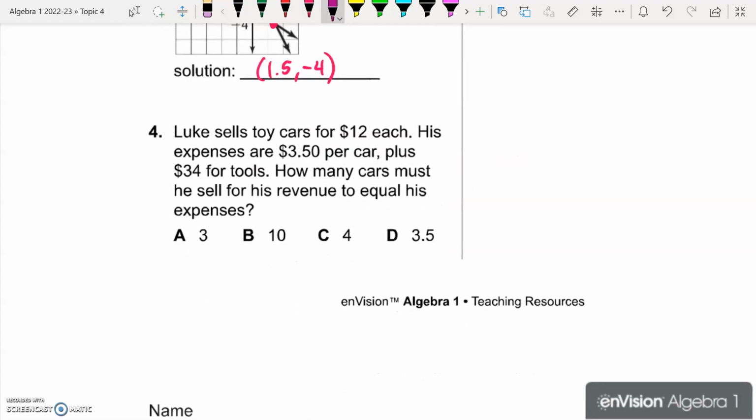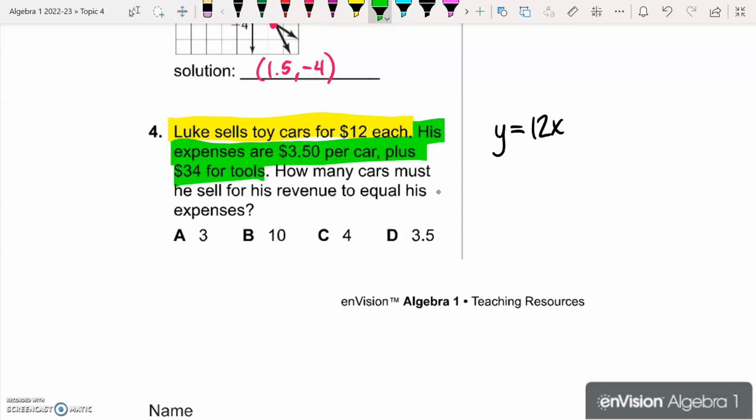Number 4 is a word problem. You're going to have to write 2 equations. It says Luke sells toy cars for $12 each. Anytime it says $12 each or $12 per car or something like that, it's probably going to be a slope-intercept equation. So for whatever I sell it, my y equals 12x. For whenever I do my expenses, which I'll highlight in green, it's going to be y equals 3.5x plus 34.